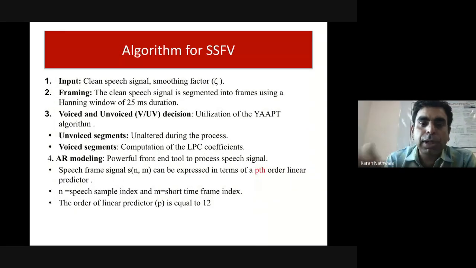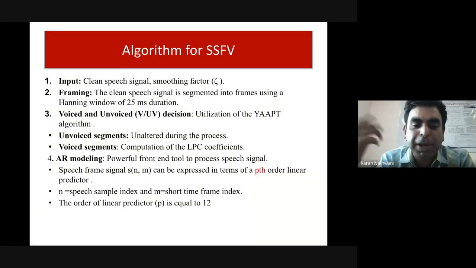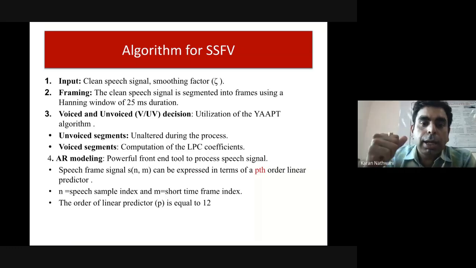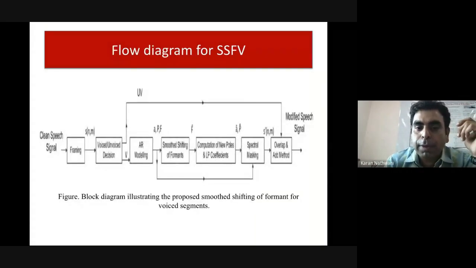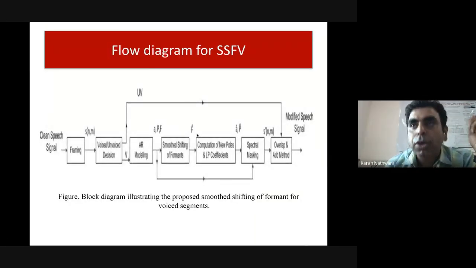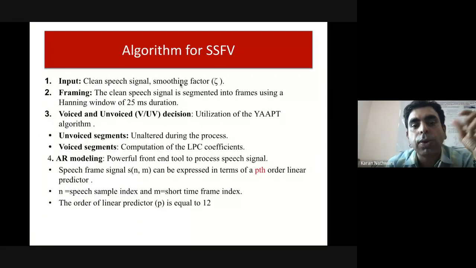Now I will give you an algorithm, or you can say some bit of mathematics involved in it. Now, one important aspect is smooth formant shifting. You may have an interpolation factor, which is explained here, that is also known as the smoothing factor.